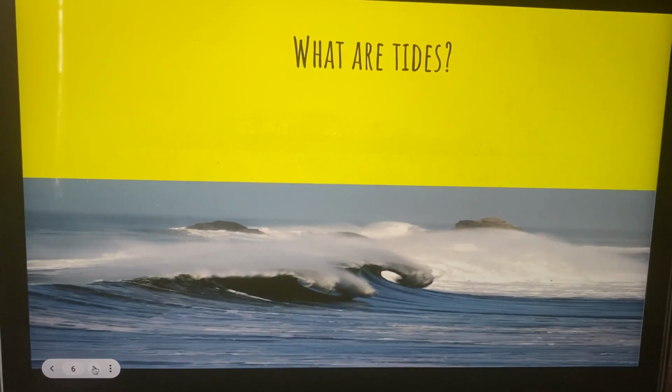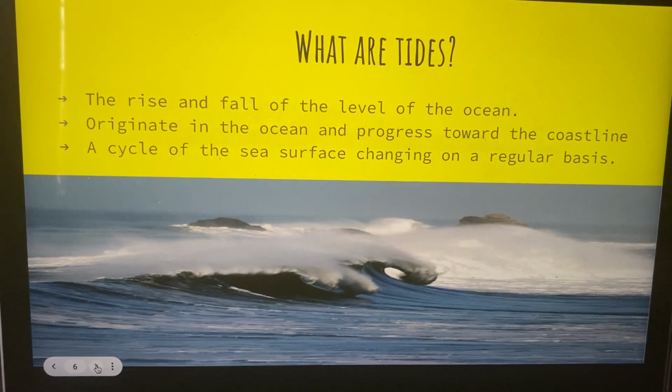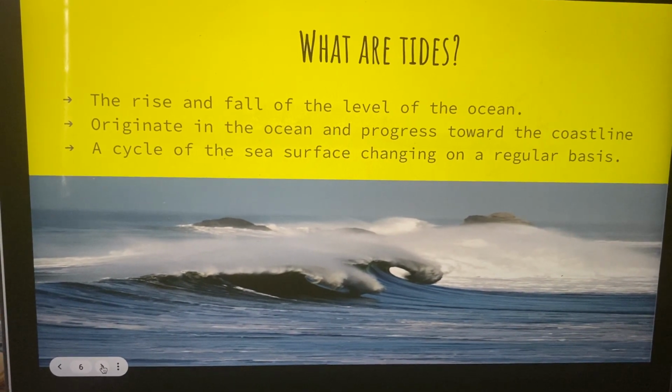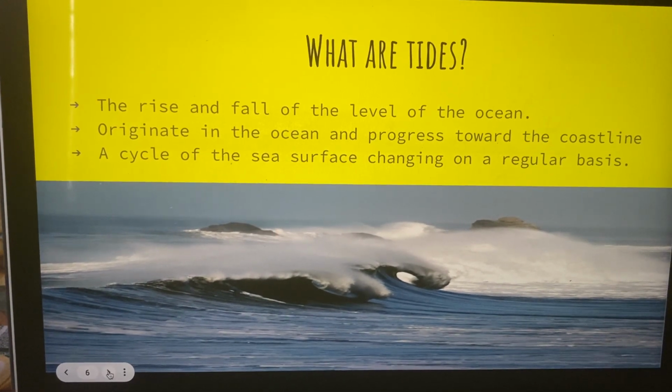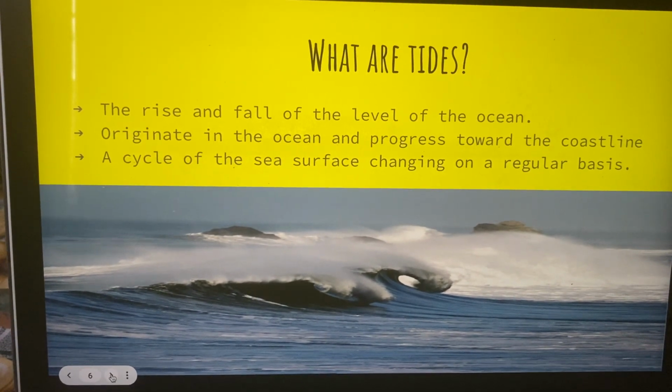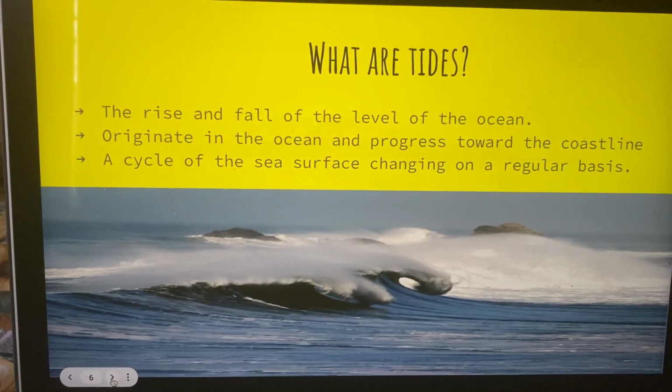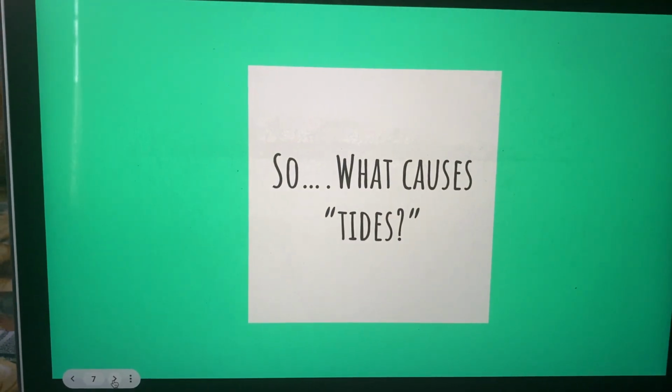Well, if you're thinking the rise and fall of the level of the ocean, that's correct. They originate in the ocean and progress towards the coastline, and it's a cycle of the sea surface changing on a regular basis. But what causes them?